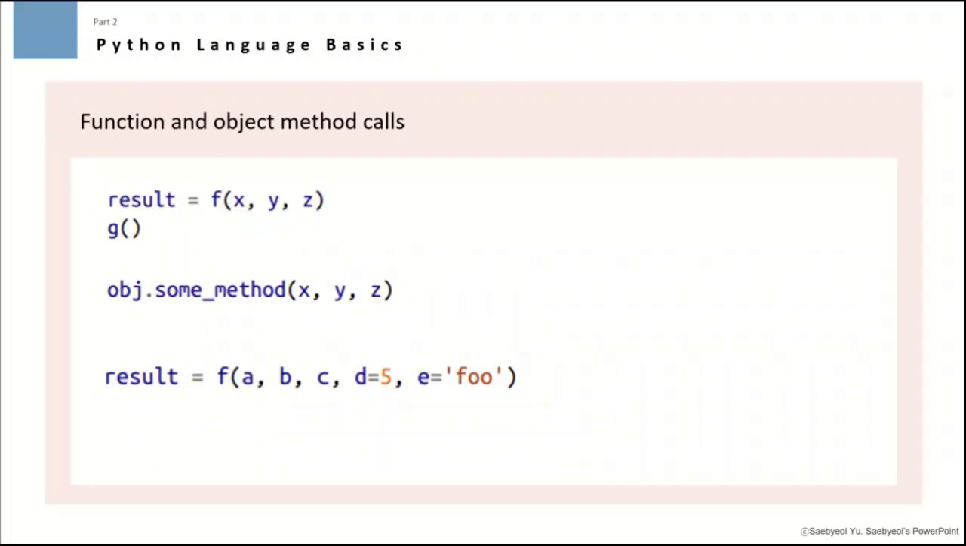You call functions passing 0 or more arguments, optionally assigning the return value to a variable. Almost every object in Python has attached functions known as methods that have access to the object's internal contents. You can call them using the following syntax. Functions can take both positional and keyword arguments.